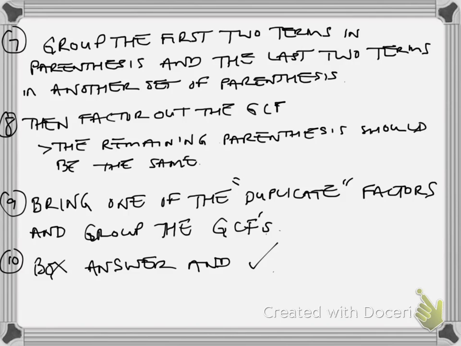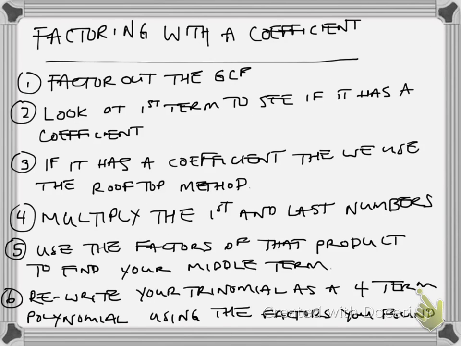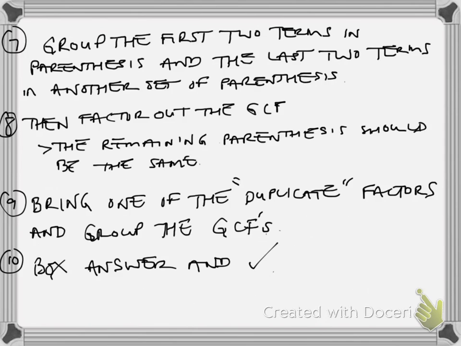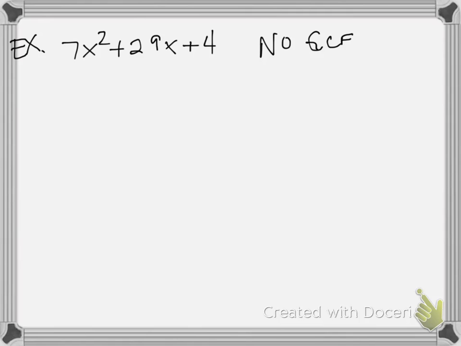So our next step then, okay, would be to look at the first term to see if it has a coefficient. You do have a coefficient of 7. So then if we have a coefficient, now we're going to use this rooftop method. Okay, so hopefully you have your notes sitting next to you, and let's take a look at this rooftop method. With the rooftop method, we're going to multiply the first and last terms. That's where our rooftop comes in. So 7 times 4 is 28. So now I'm going to look at factors of 28 that are going to add up to equal 29.